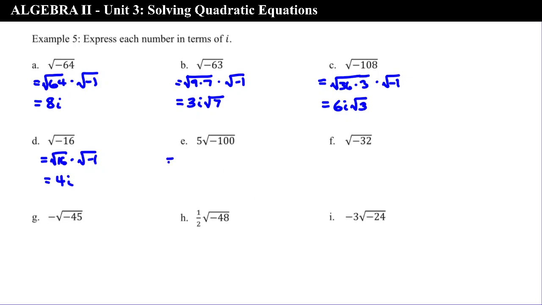All right, 5 times the square root of negative 100. So this is going to give you 5 times the square root of 100 times the square root of negative 1. Square root of 100 is 10, times 5 is 50, and then you have i for the square root of negative 1. Square root of negative 32, we can split up 32 as 16 and 2. We have our square root of the negative 1 on the outside. Square root of 16 is 4. You have an i, and then you have a square root of 2.